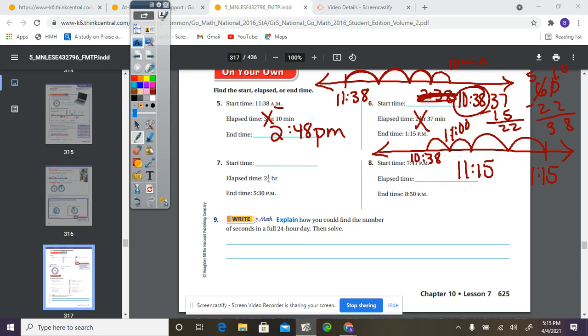So there is a lot of work to show with this, but I think you guys will do awesome with this. This is something your parents should be able to help you with just a little bit, as time is something they're familiar with and whatnot. When you get problems like number 7, where it says 2 1/4 hours, you need to take that 60 minutes and times it by a fourth. That's 15 minutes. So this would be the same thing as 2:15.